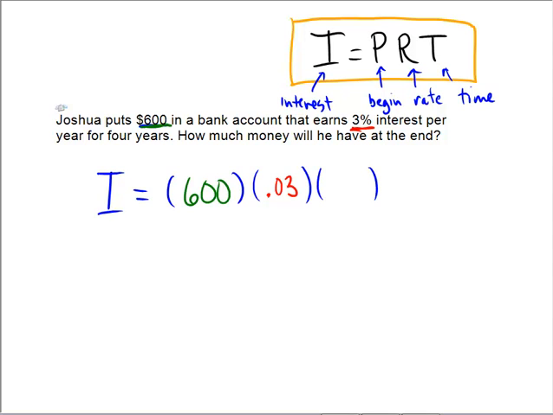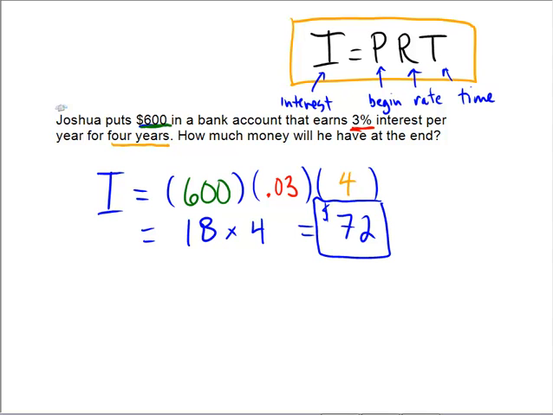Finally, we need to put in the number of years, and the number of years is right here. It says 4 years. So put the number 4 there. Now in order to perform this, we're going to do our multiplication. 600 times 0.03, well, let's see, 1% of 600 would simply be 6. So 3% of 600 must be 6 times 3, 18. And on the end we have a 4. 18 times 4 would be 72. And that's how much interest Joshua will have earned over the 4 years.